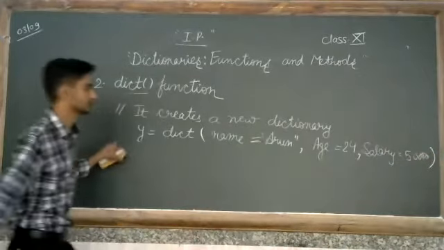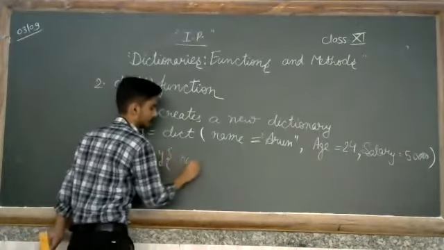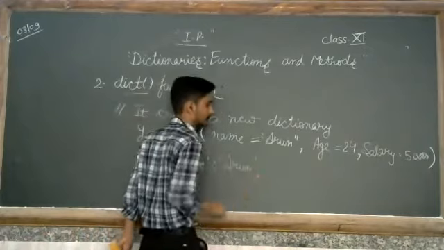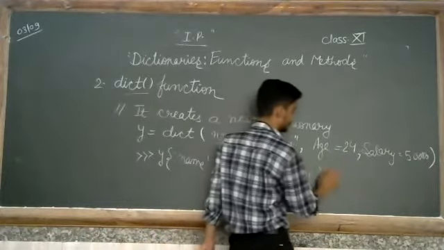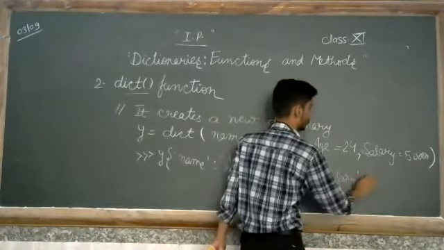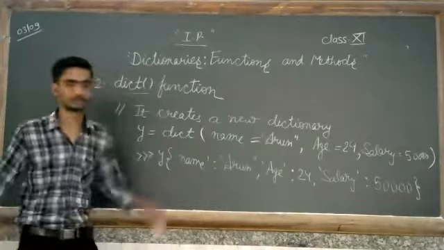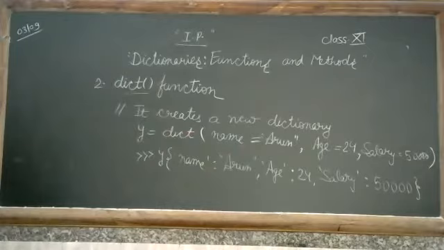Here it is. So this is how you can also create a dictionary, and the output will be name colon Arun, separator, age colon 24, separator, salary colon 50,000. So this will be my output using the dict function. How many of you have understood? Please give your consent. Students? Great. Great. Okay.